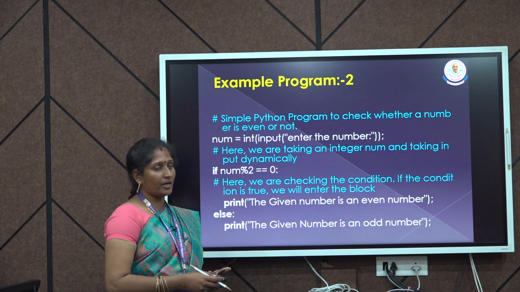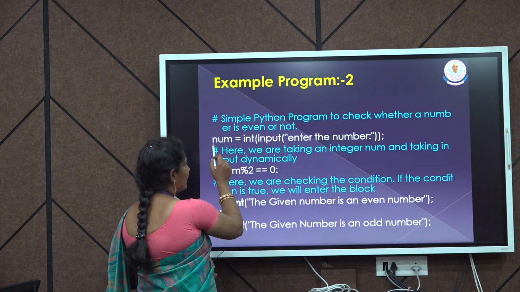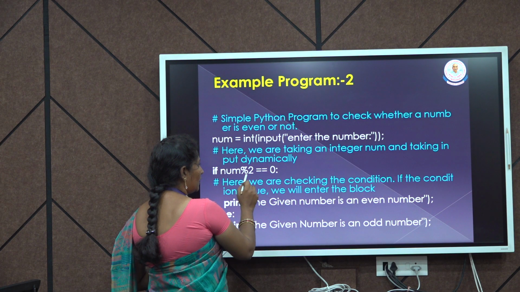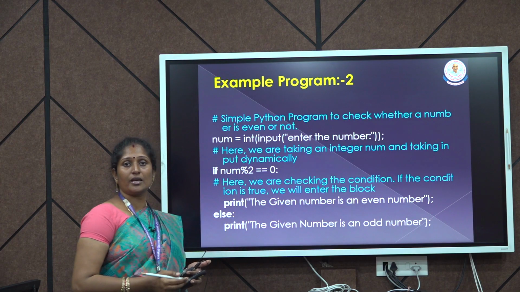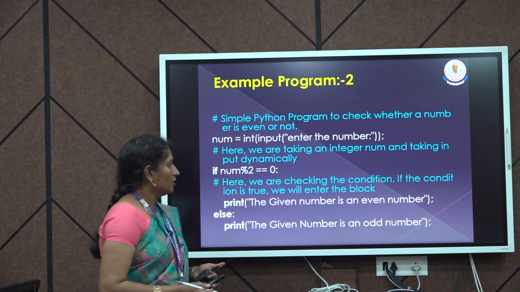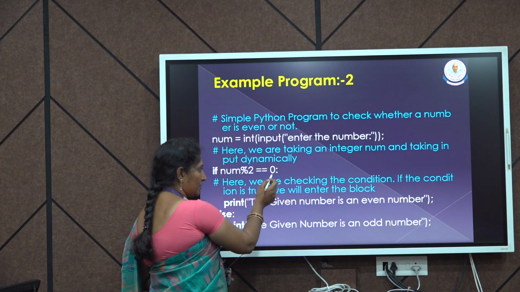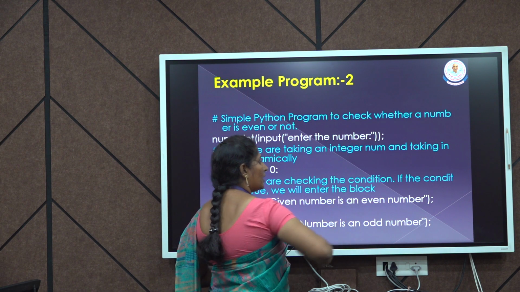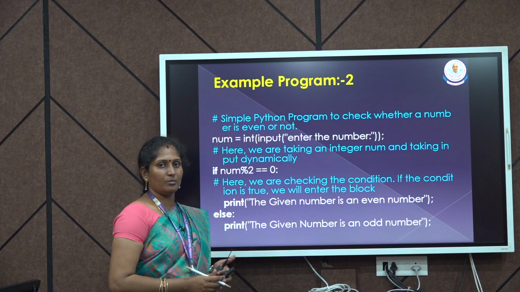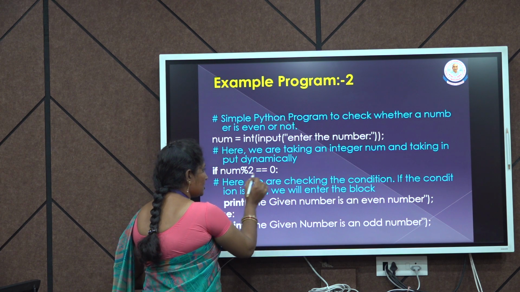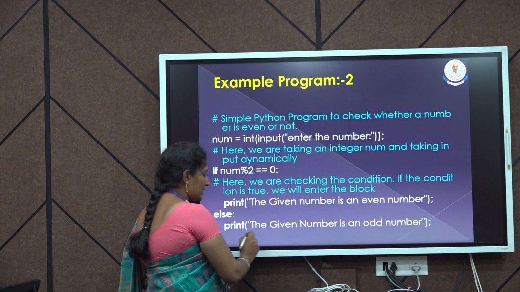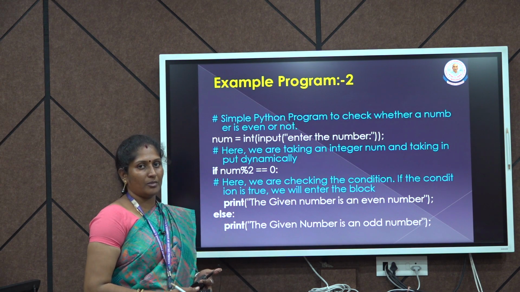This is the second program. Here we are getting the num value from the user. We check num mod 2, which means we are checking whether the given number is even or odd. If num mod 2 equals 0, it executes "The given number is even", otherwise it prints "The given number is odd". If the condition is true, it executes this print statement, otherwise it prints this statement.